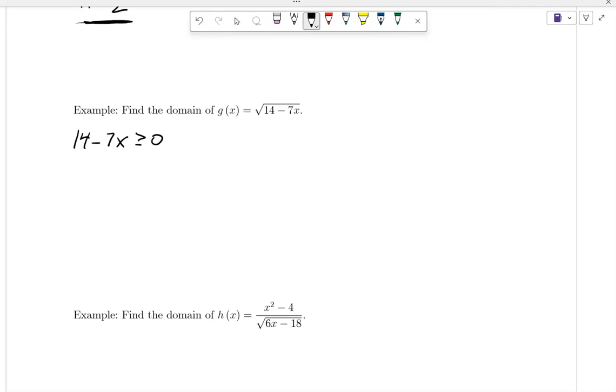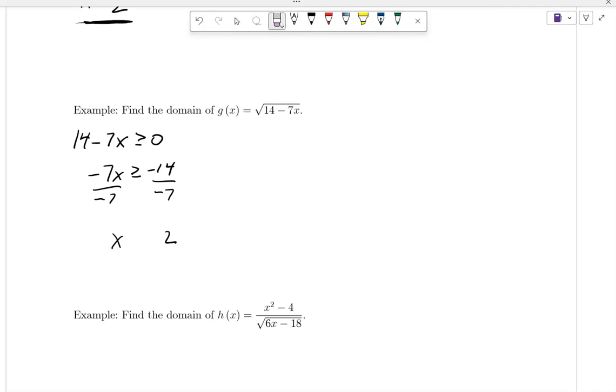So if I want to solve for x here, we would subtract your 14 over. So you'd have negative 7x is greater than or equal to negative 14. Then divide by negative 7. I have an x on the left-hand side. I've got not a negative 2. I've got a positive 2 on the right-hand side.